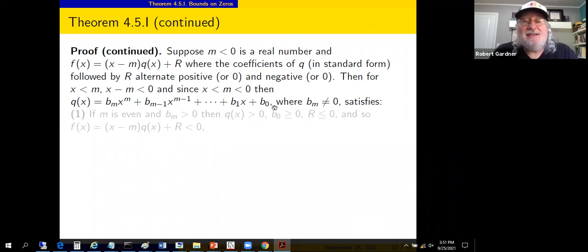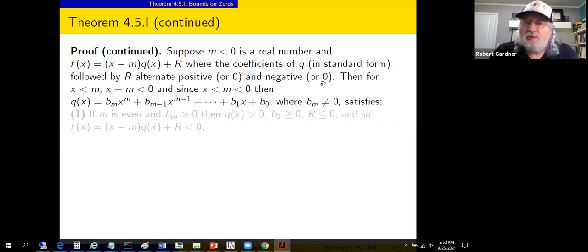What that means is, if I look at b sub m, then b sub m minus 1, then b sub m minus 2, and so on, then b1, then b0, then r, we're going to see, for example, positive or 0, negative or 0, positive or 0, negative or 0, positive or 0, negative or 0, positive or 0. So every other one is going to be positive, and every other one is going to be negative or 0.